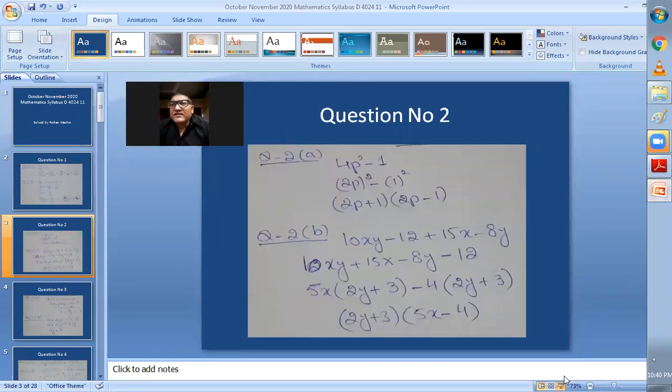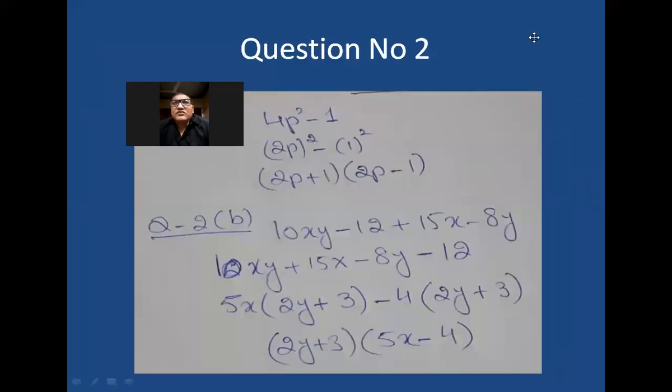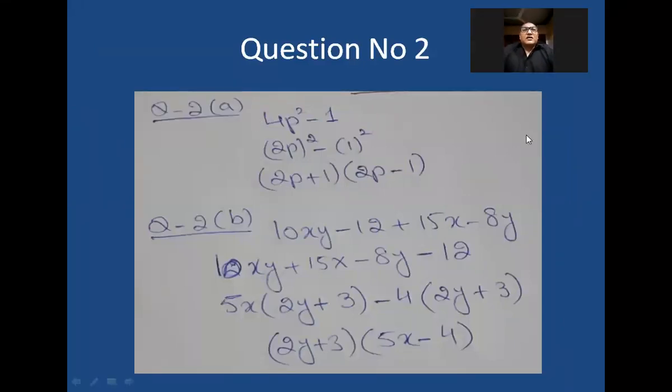Once you have rearranged it, then very easily it will be factorized. So here we go. We have 10xy minus 12 plus 15x minus 8y. So I will rearrange this expression: 10xy plus 15x minus 8y minus 12. From the first two terms, you can see that 5x is common. Then in the bracket, you will be left with 2y plus 3. From the last two terms, the negative 4 is common. So you are left with 2y plus 3. From these two terms, you can see that the bracket 2y plus 3 is common. I will take that bracket common. From the first term, I will get 5x.